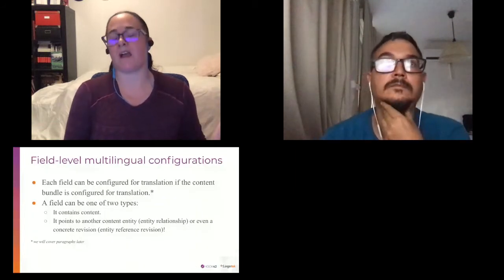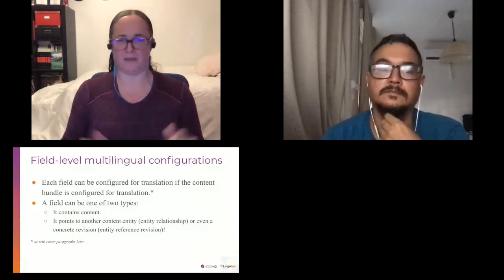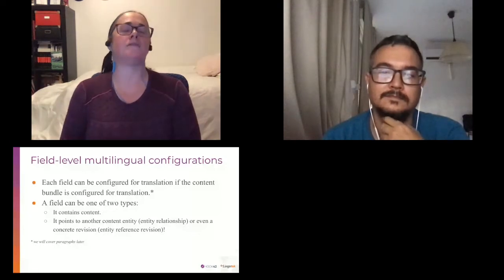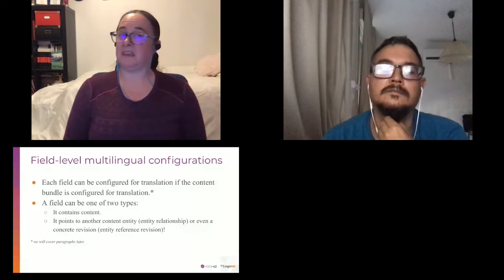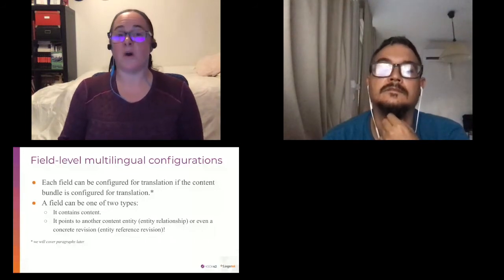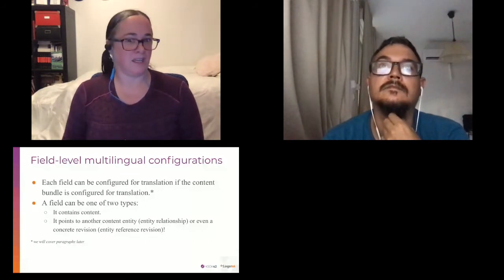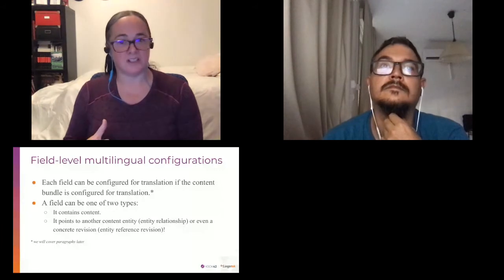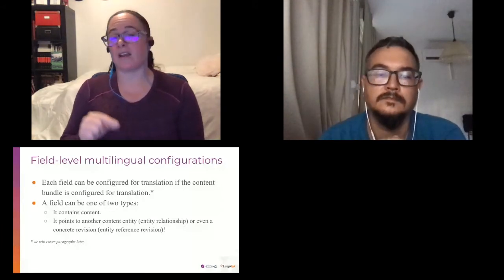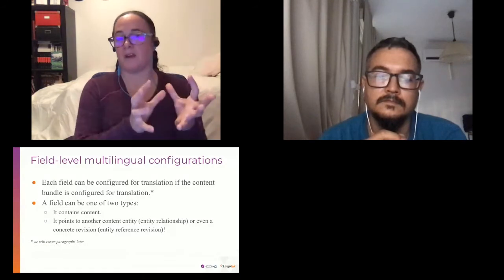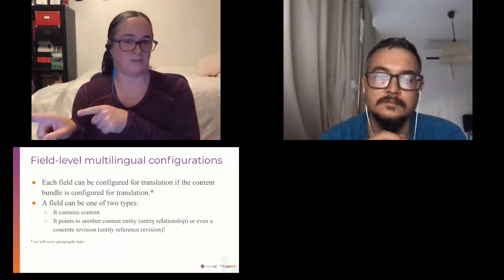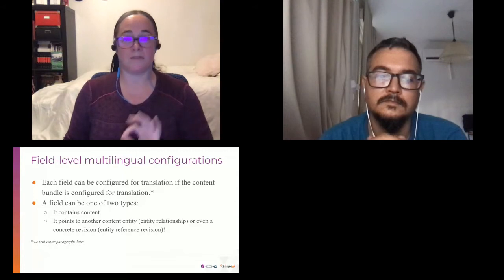And we'll cover paragraphs later, because I know a lot of people are like, what is that other thing with paragraphs? And a field can be one of two types. It can contain content, or it points to another content entity using an entity relationship, or even a concrete revision using entity reference revisions. So it can hold the content or it can point somewhere else for it. That's it.